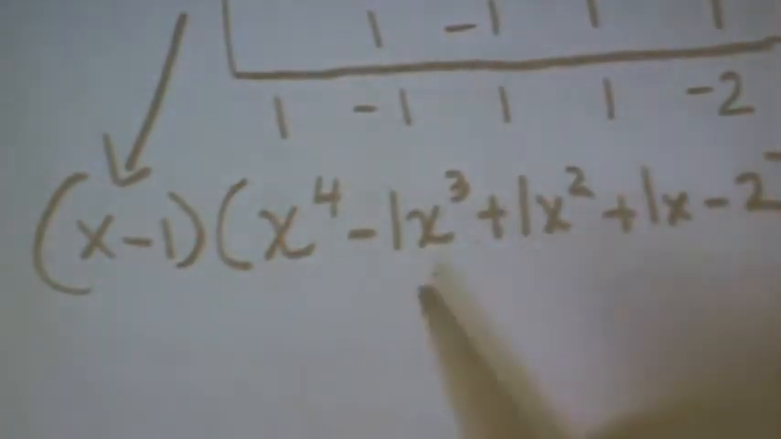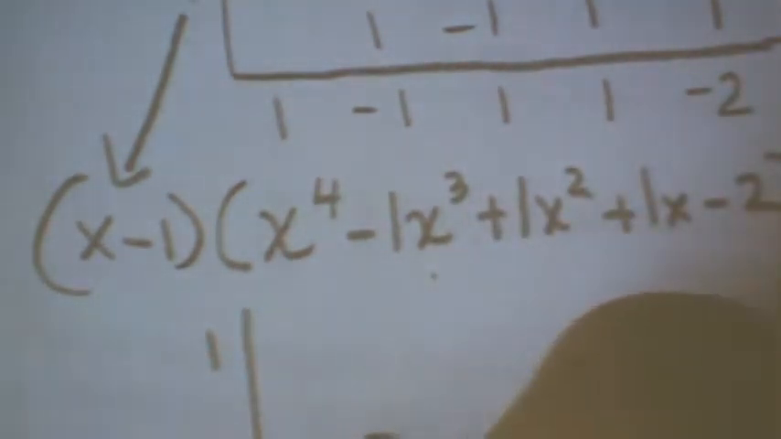So far we have x minus 1. Don't forget, even though this is a 0, how do you express it as a polynomial? It's the opposite of that number. So what remains here is 1x to the 4th power minus 1x to the 3rd plus 1x squared plus 1x minus 2. What do you think you're going to do with this now? Keep breaking it up. I would try 1 again.